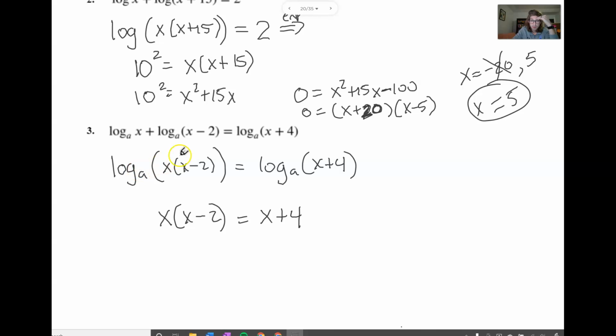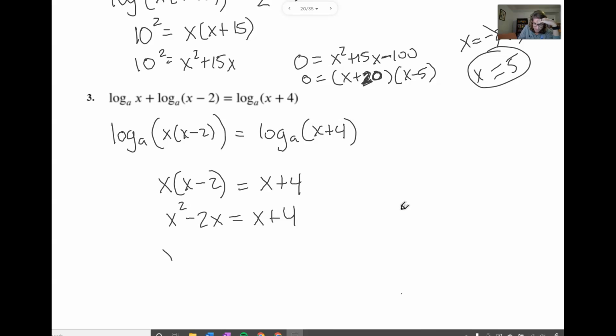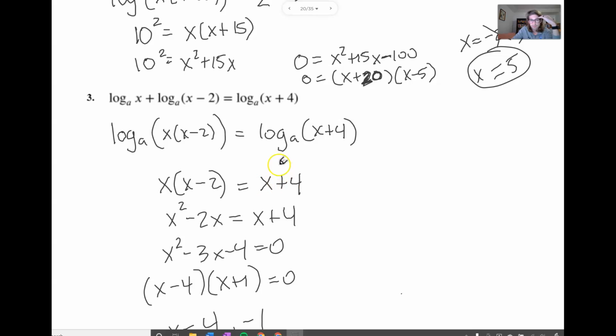Okay, I'm back. We combined the 2 logs on the left through multiplication on the inside because we're adding logs with the same base. You'll notice that we get log base a and log base a on both sides, so we can take their insides and set them equal. So x times x minus 2 equals x plus 4. And then kind of hurrying through this solution, x squared minus 2x equals x plus 4. I see quadratic again. Move everything to one side. X squared minus 3x minus 4 equals 0. That factors to x minus 4, x plus 1. So our solutions are 4 and negative 1.